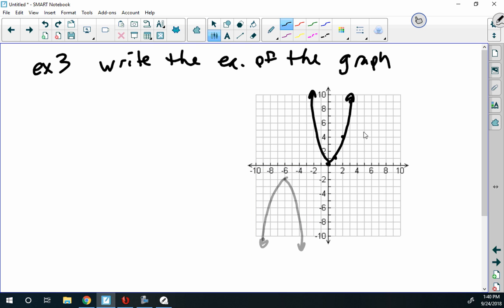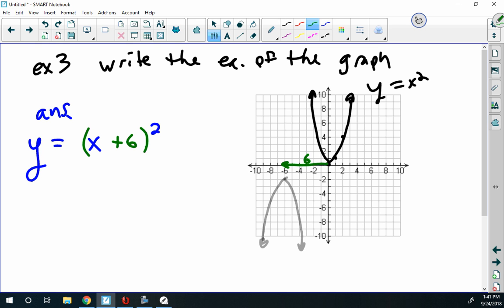So we know that the parent function is y equals x squared. We know that our answer is going to have a y in it, an equals, an x, and a squared in it. Well, it looks like to me like the thing moved 6 units to the left. So where am I going to put the 6? What am I going to have to do since it translated 6 units left? Is that going to be a plus 6 or a minus 6? Plus 6 inside the parentheses, right?